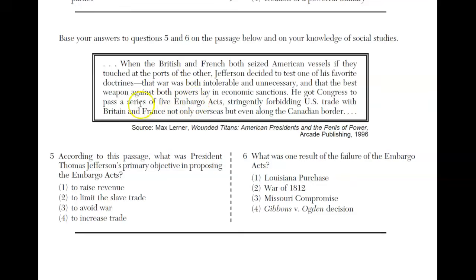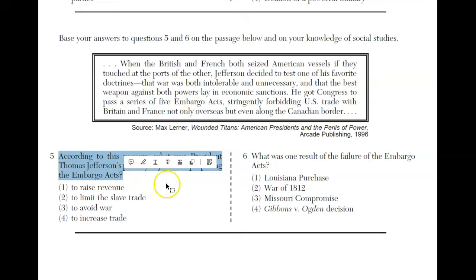He goes to Congress and talks them into passing the Embargo Acts, which forbid U.S. trade with Britain and France until they cut it out, was the idea, not only overseas, but even along the Canadian border. Canada, you remember, is still, at this time, belongs to Britain as a British colony. So Jefferson says, all right, we're going to punish you both. We're not going to trade with either of you. You might remember, and you just use your logic, right? You're smart guys. Who does that hurt most? Doesn't hurt Britain and France most. It hurts us. We're shutting down all of our foreign trade. Okay.